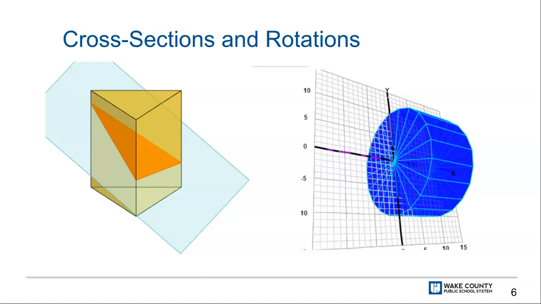created with these slices. In addition to studying cross-sections, students will study the effect of rotating a two-dimensional figure about a line. Rotating a two-dimensional figure about a line creates a three-dimensional figure. In this lesson, students will learn to visualize what shapes are formed by these rotations.